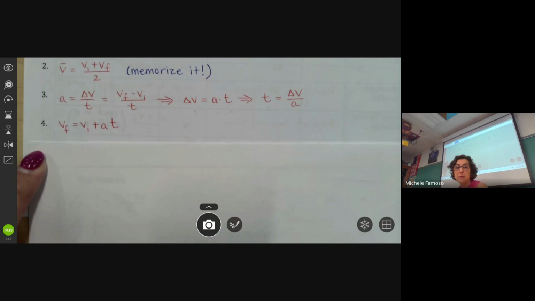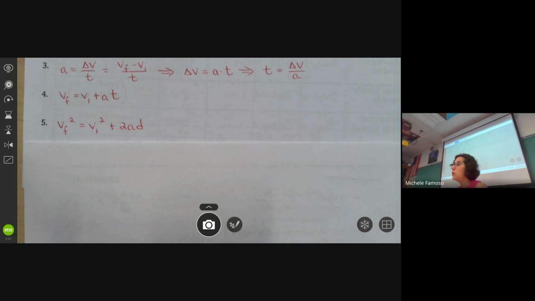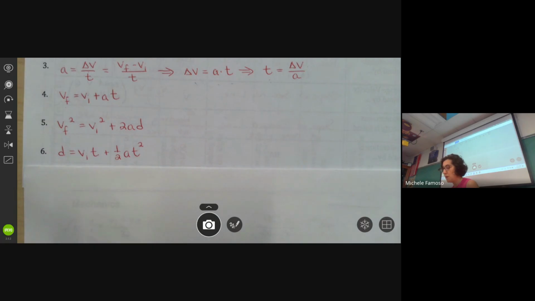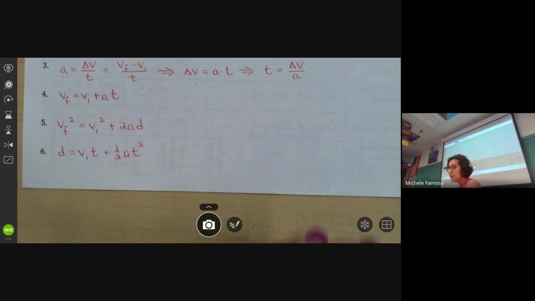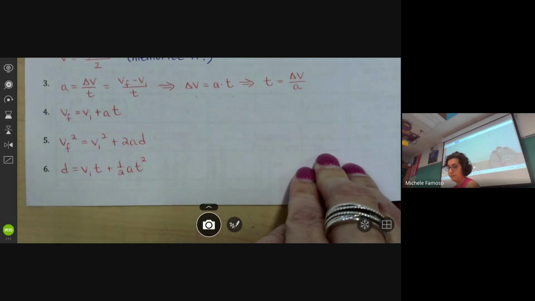Number 4, VF is VI plus AT. That's right off your reference table. You should be able to move it around for all the other variables in there, VI, A, and T. Then we have VF squared is VI squared plus 2AD. You should be able to move that around for every variable in there as well. And finally, we have D is VIT plus 1/2 AT squared. Those are your 6 equations that you can use with accelerated motion.